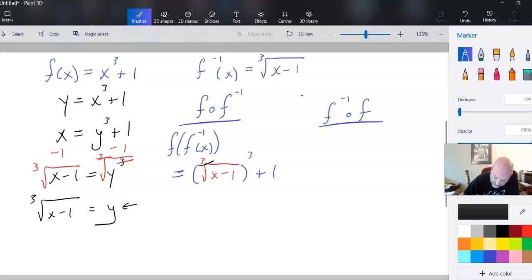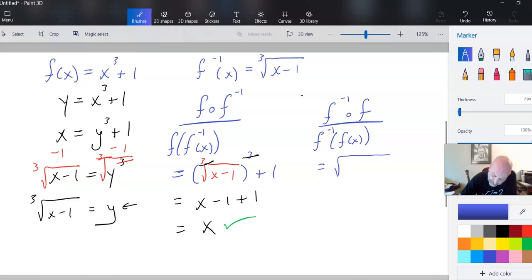Now, if I look at this, the cube root and the cube cancel each other again, and that leaves me with x minus 1 plus 1. Well, minus 1 plus 1 is 0, so this ends up being x. So that one works. Let's try it the other way now. So this one is going to be f inverse composed with f. And f inverse takes the cube root of 1 less than its input. Right? It looks like that. And the input is f. And so that's this. So I'm going to put in an x cubed plus 1.